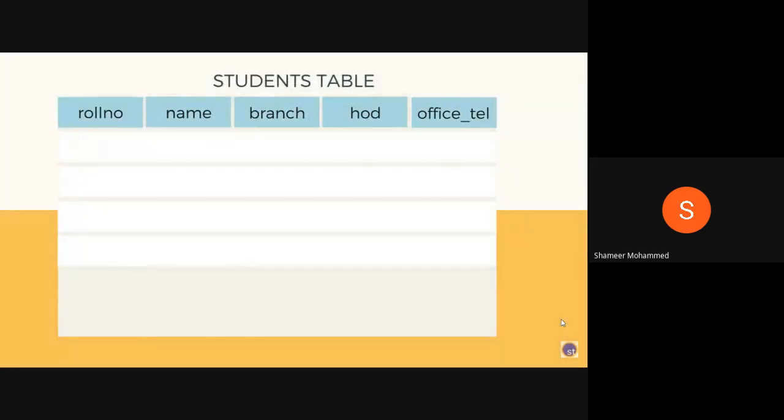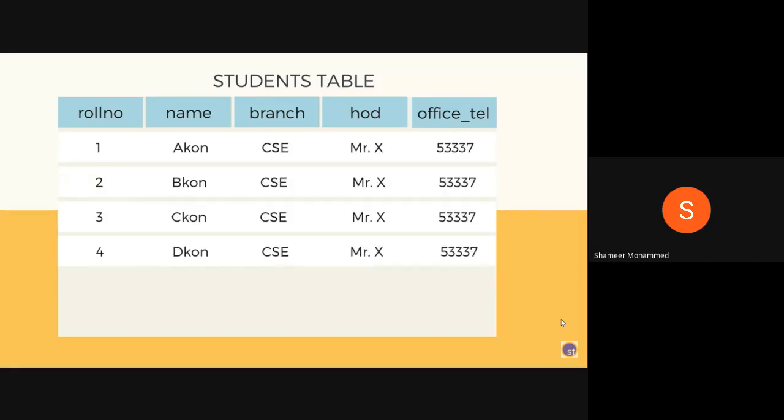Now let's put data of 4 computer science students into this table. We'll add roll number 1, 2, 3, and 4. Put in the student's name, their branch name, the name of the HOD, and the department telephone number.